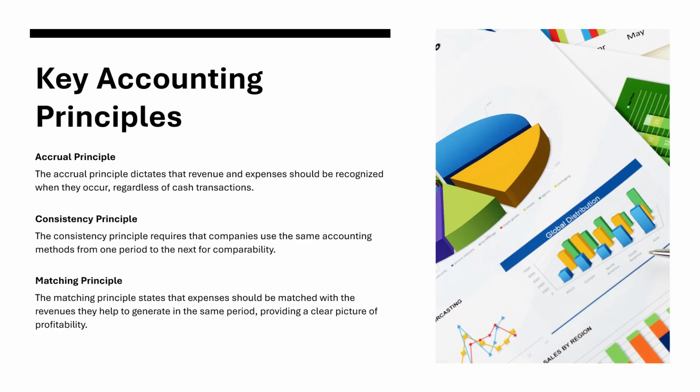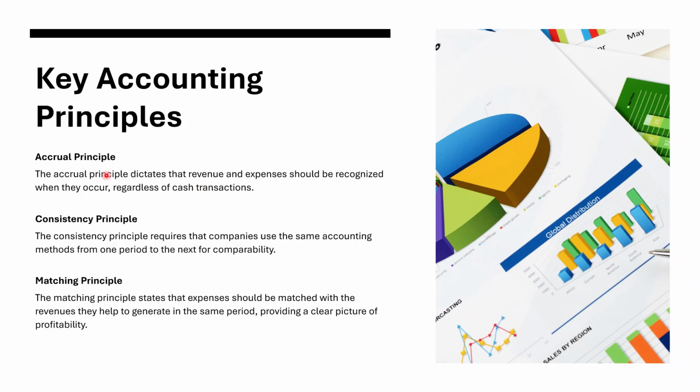When companies are maintaining their books of accounts and preparing the financial statements, there are certain accounting principles that they need to adhere to. The first principle is the accrual principle, next is the consistency principle, and third is the matching principle. So basically these guidelines ensure that the financial statements are prepared consistently and they provide accurate and comparable information.